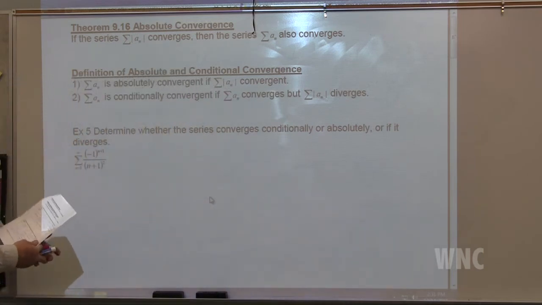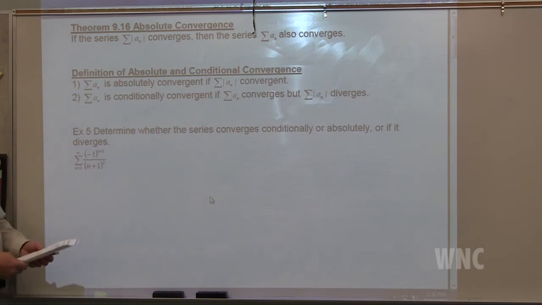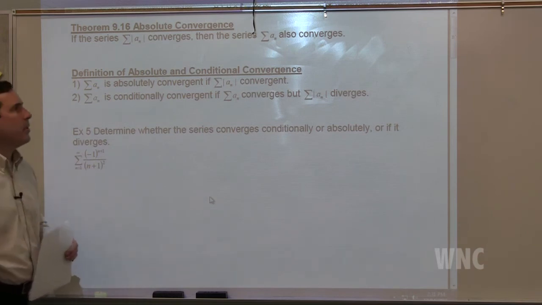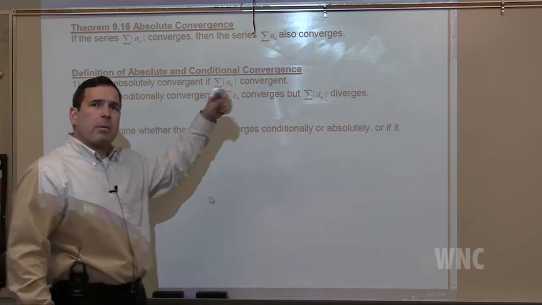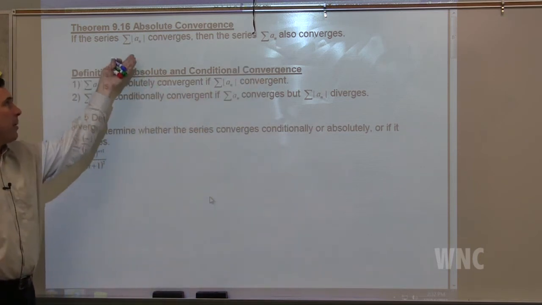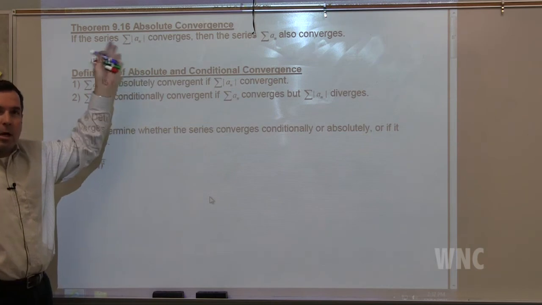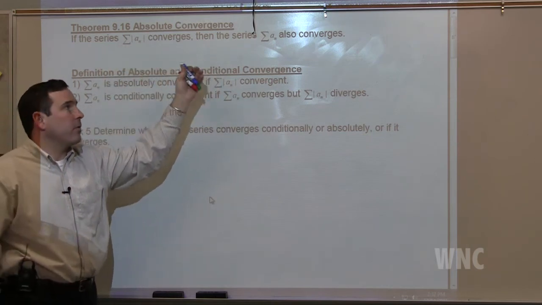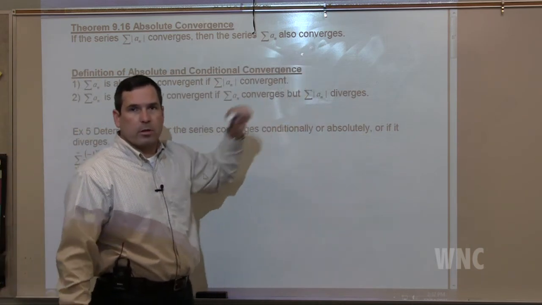Theorem 9.16, absolute convergence. If a series, the sum of the absolute value of a sub n, converges, then the series itself converges. So we're talking about an alternating series essentially. If you're able to get rid of the negative part and all those things added up the positive way converge, the overall thing will converge.